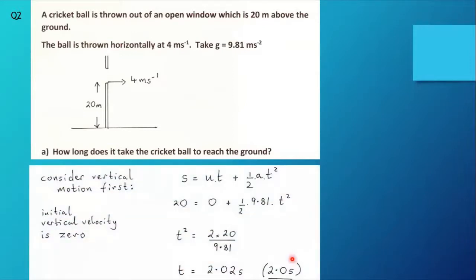Again, we consider the vertical motion. s equals ut plus a half at squared. The initial vertical velocity is 0, so this term is 0. 20 equals 0 plus a half gt squared. We do the maths and we find that t is 2.02 seconds, and let's call that 2 seconds.